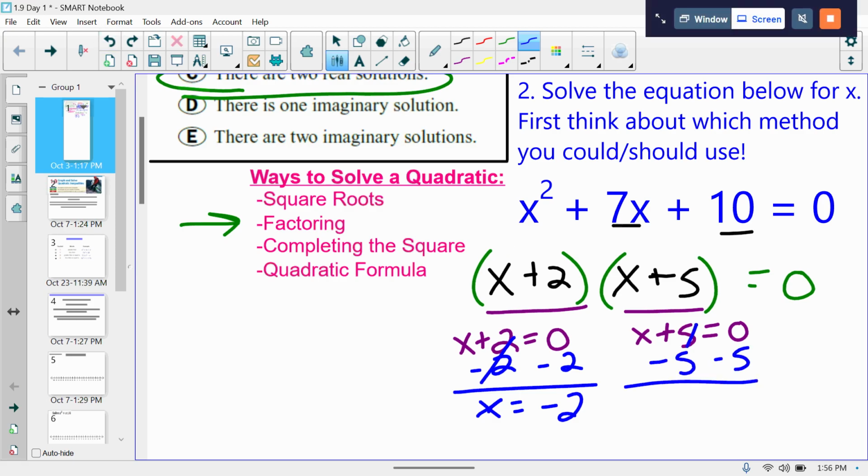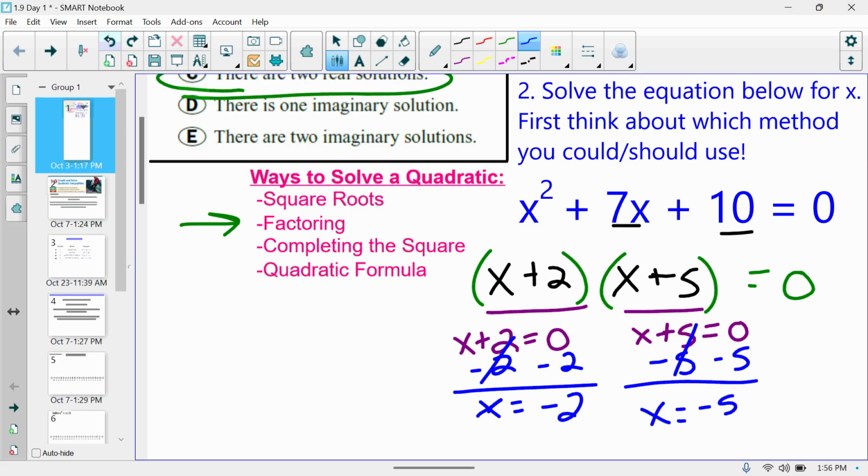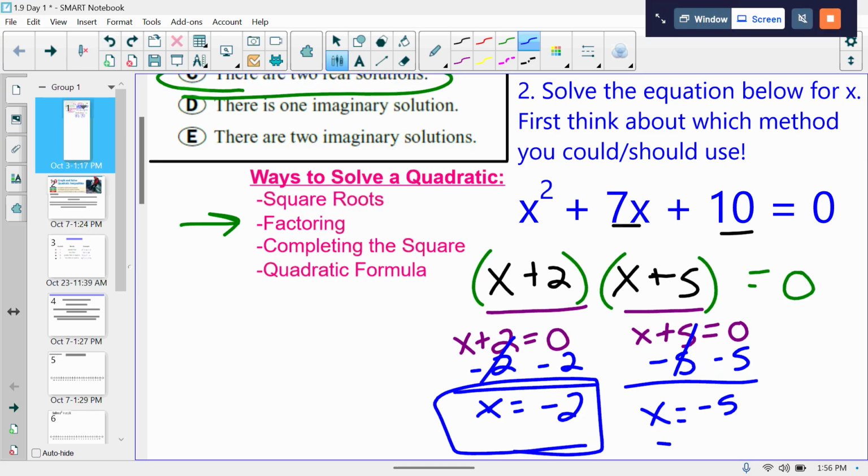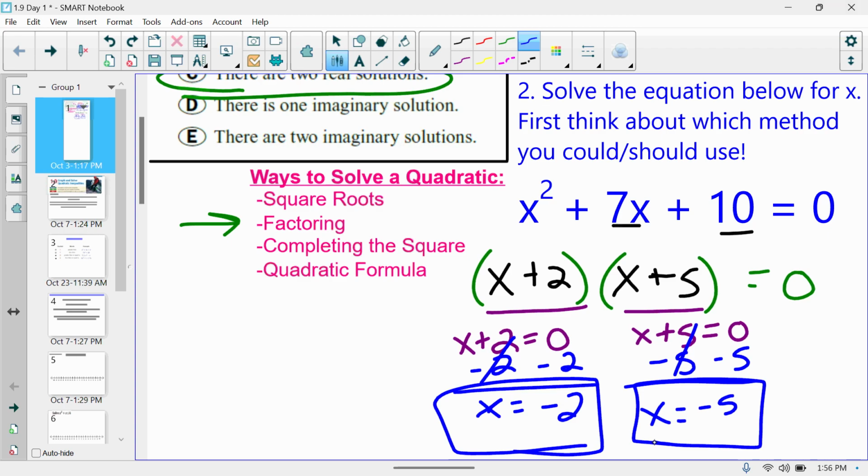Subtract 5 and we get x equals -5. Again, that makes sense because fill it in. -5 plus 5 is 0, okay? If you were to go through all the steps of the quadratic formula, you should get the same answer. So if any of you did solve it by the quadratic formula, you can know if you did it right by whether you got -2 and -5 or not, okay? I'm not going to go through the quadratic formula.